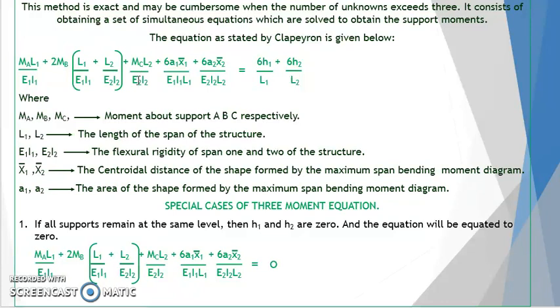2 all over E sub 2 I sub 2 plus 6 times A sub 1 x bar sub 1 all over E sub 1 I sub 1 L sub 1 plus 6 times A sub 2 x bar sub 2 all over E sub 2 I sub 2 L sub 2 is equal to 6 h sub 1 all over L sub 1 plus 6 h sub 2 all over L sub 2.